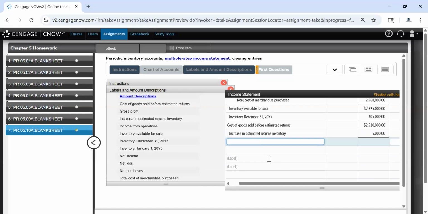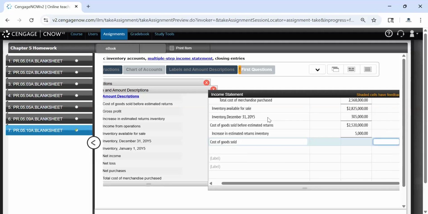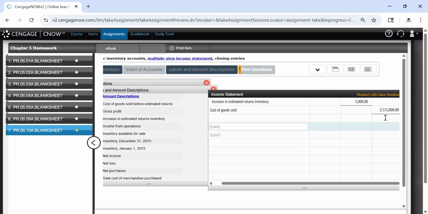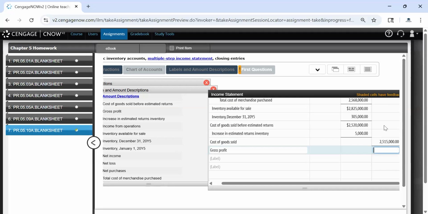And then we have our ending cost of goods sold, $2,515,000. Now, after cost of goods sold, we can subtract our sales minus our cost of goods sold, and we get what's called gross profit. And our gross profit after that calculation is $765,000.